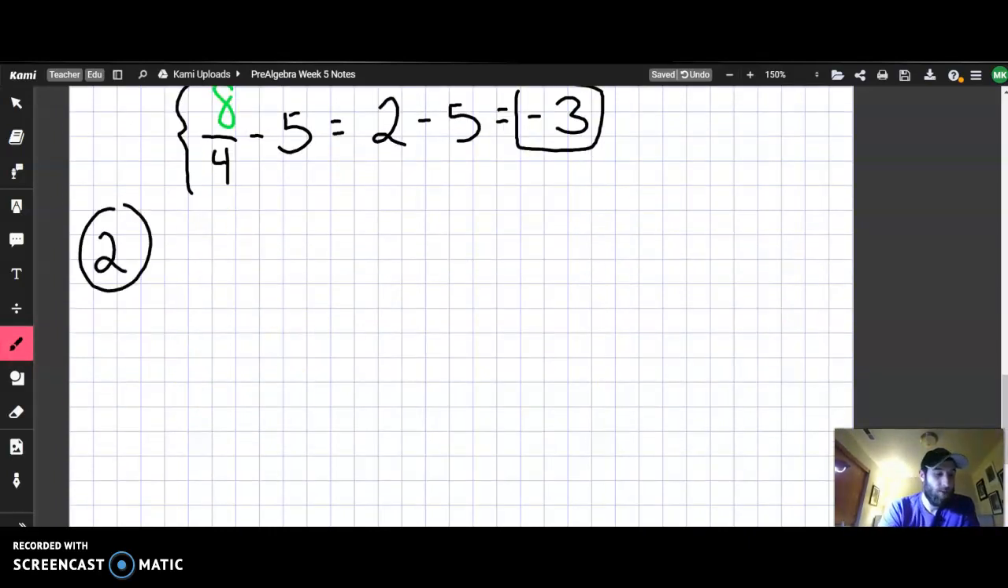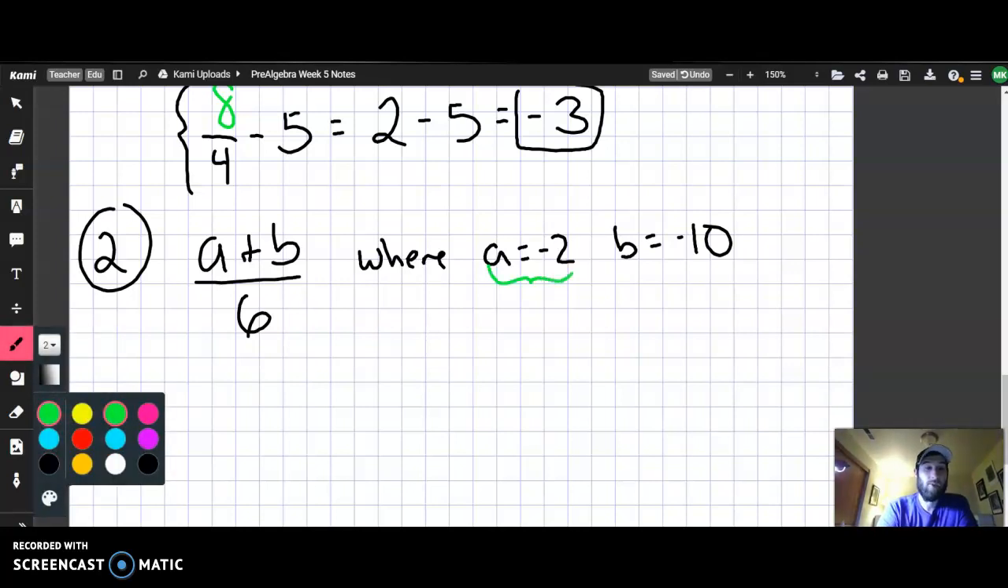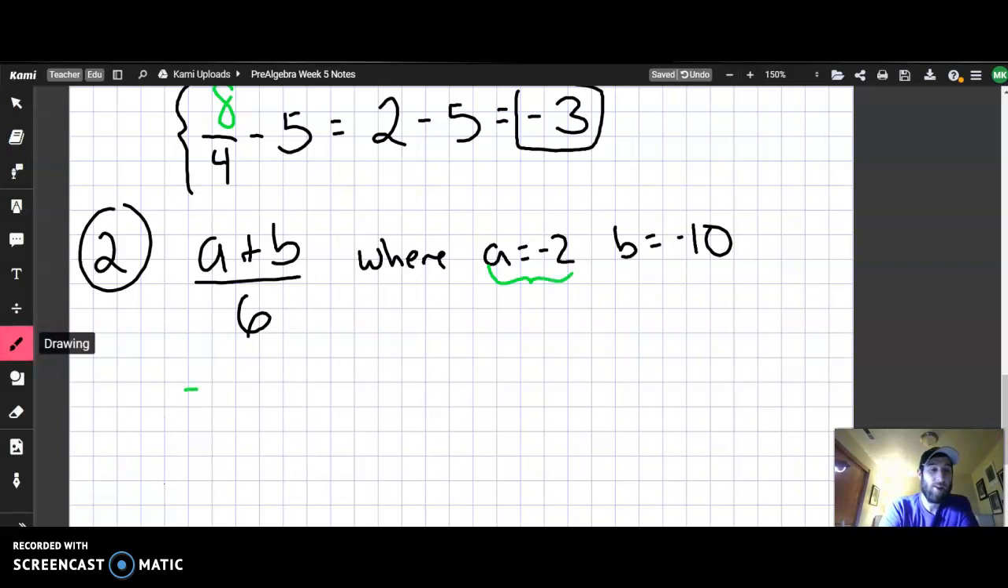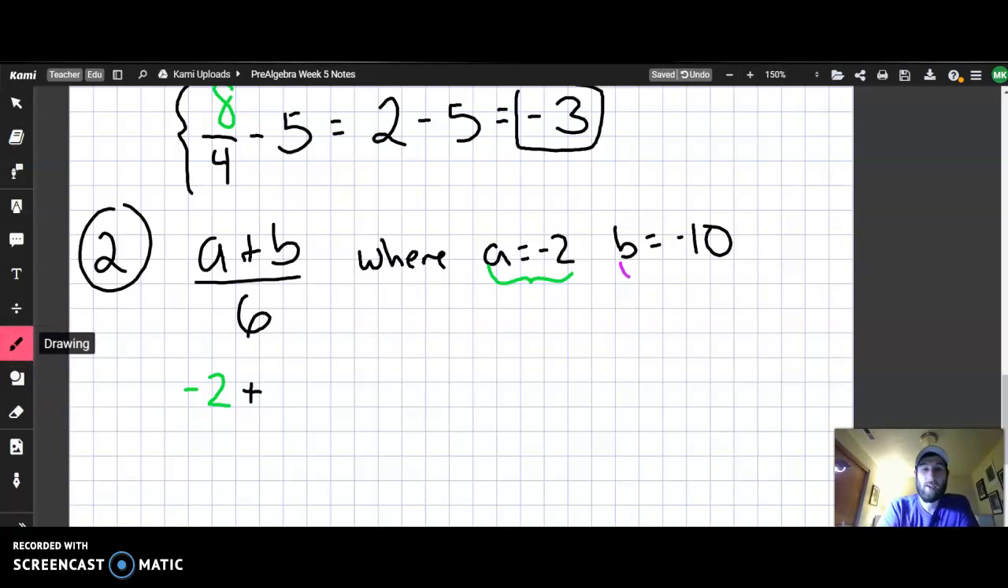Problem 2. We have a plus b all divided by 6, where a is equal to negative 2 and b is equal to negative 10. First things first, make the substitutions. Our a is negative 2, so we substitute that in. So we have the negative 2 plus our value of b, which in this case is negative 10, all divided by 6.